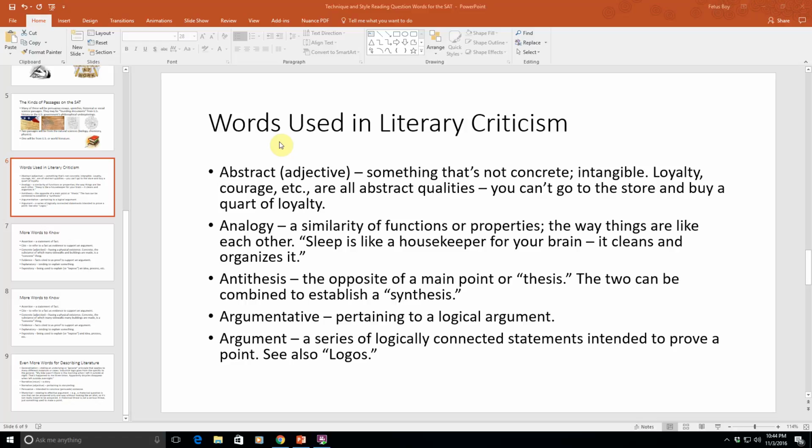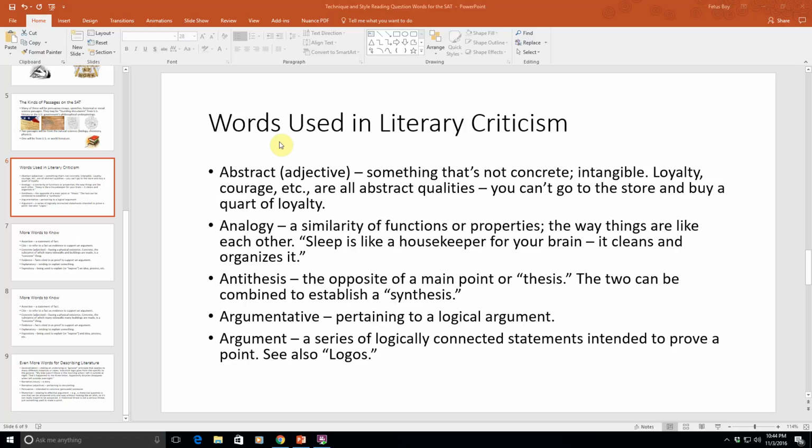Argumentative means pertaining to a logical argument. It doesn't necessarily involve anger or yelling. I know when you think of an argument, you think of people yelling at each other really loud, perhaps on the street. And that's not necessarily the case. We're talking about a logical argument where two people can be sitting down discussing something over coffee and just debating an intellectual issue. This brings us to the definition of argument.